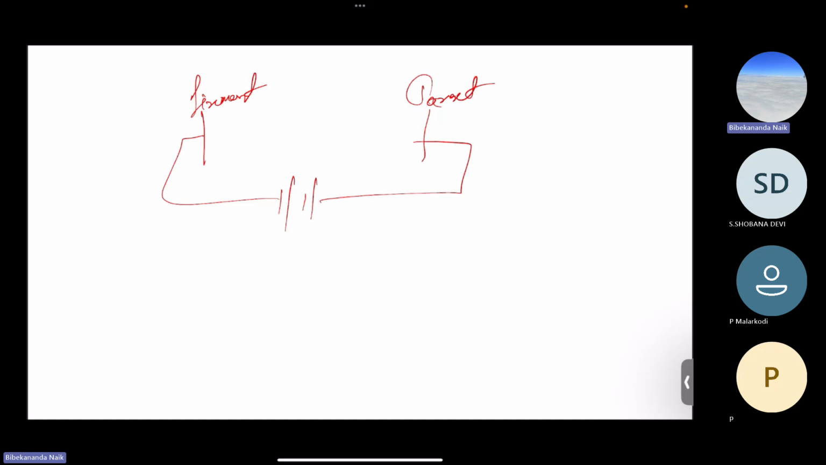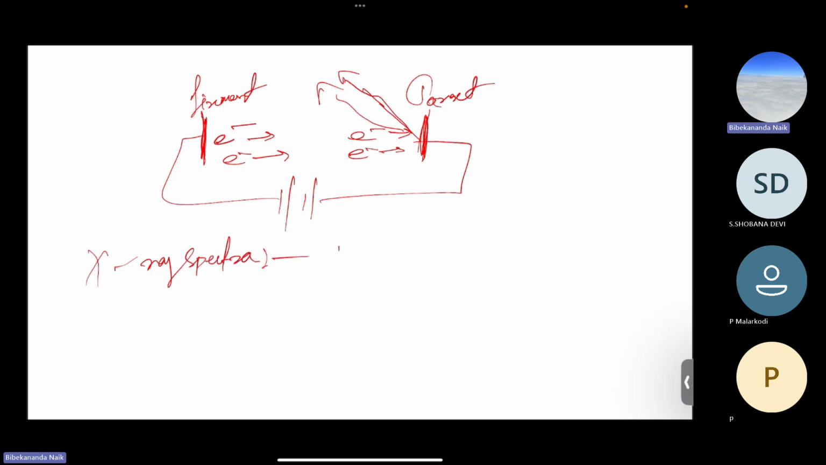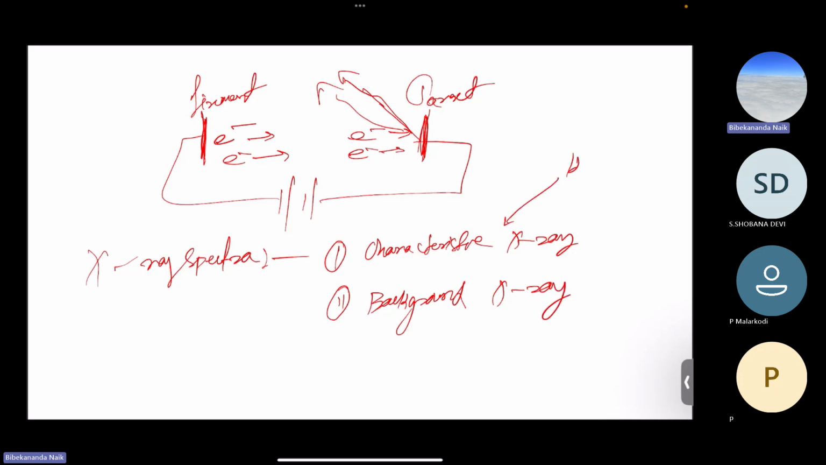So in the production of X-rays, there are two electrodes. One is the filament, from where the electron gets emitted, and there is a target, and the electron hits the target and the X-rays are generated. If you talk about X-ray spectra, there are two components. One is characteristic X-ray, another is background X-ray. The components we are talking about, K alpha, K beta, K gamma, L alpha, L beta, L gamma, are components of the characteristic X-ray spectra.